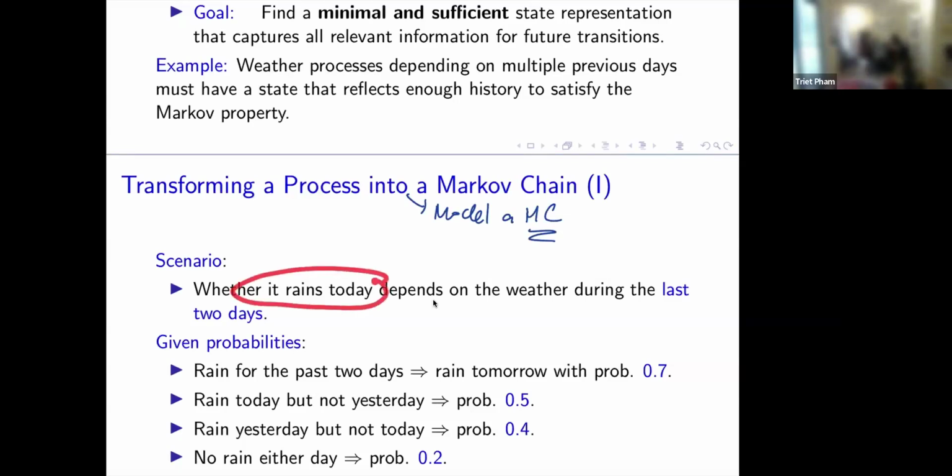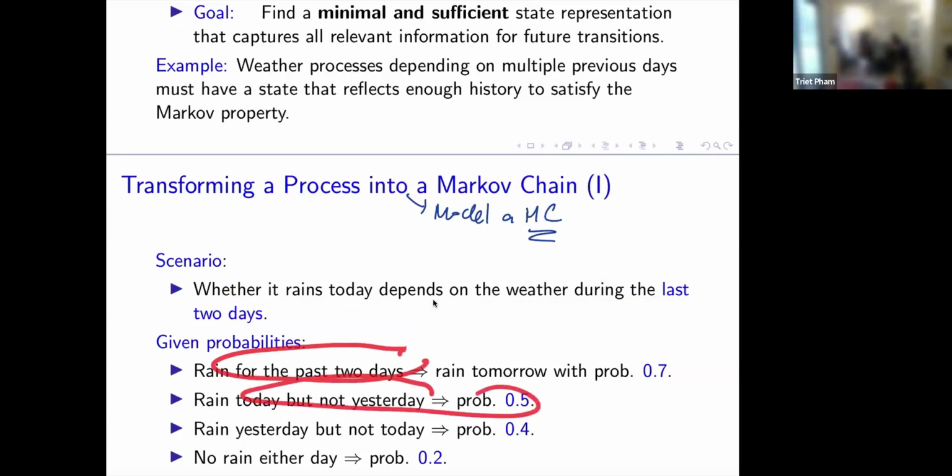basically the state of the weather does not just depend on the previous day, yesterday, but it depends on the 2 previous days. Okay, so like this, and so on. So here's the thing. Let's put it bluntly. Is this a Markov chain? Let me ask that question. Is this a Markov chain? What do you think?